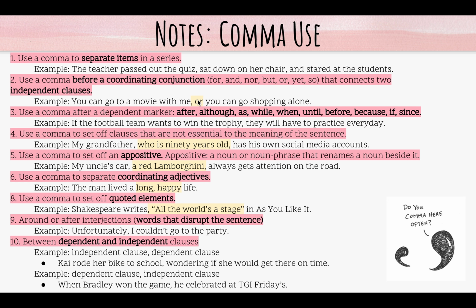So notice even if we took out the comma and the or, these sentences would still make sense on their own. So you can go to a movie with me, I could have put a period here, and I could have also said, or you can go shopping alone. Okay, and that would also be a complete sentence. As we said, we can also use a comma after a dependent marker. So dependent markers are words like after, although, as, while, when, until, before, because, if, and since.